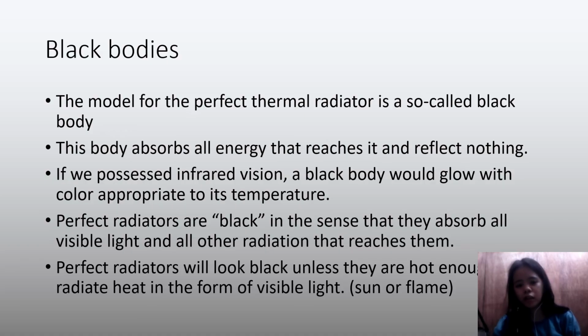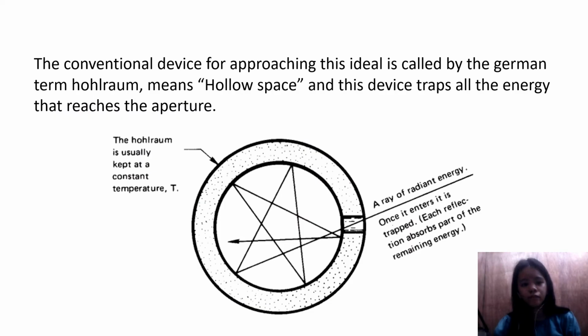Black body. The model of the perfect thermal radiator is the so-called black body. This body absorbs all energy that reaches it and reflects nothing. If we possessed infrared vision, a black body would glow with a color according to its temperature. Perfect radiators are black in the sense that they absorb all visible light and all other radiation that reaches them. A perfect radiator will look black unless it is hot enough to radiate heat in the form of visible light, like a flame. A conventional device for approaching this idea is called, by the German term, a Hohlraum, which is a hollow space.